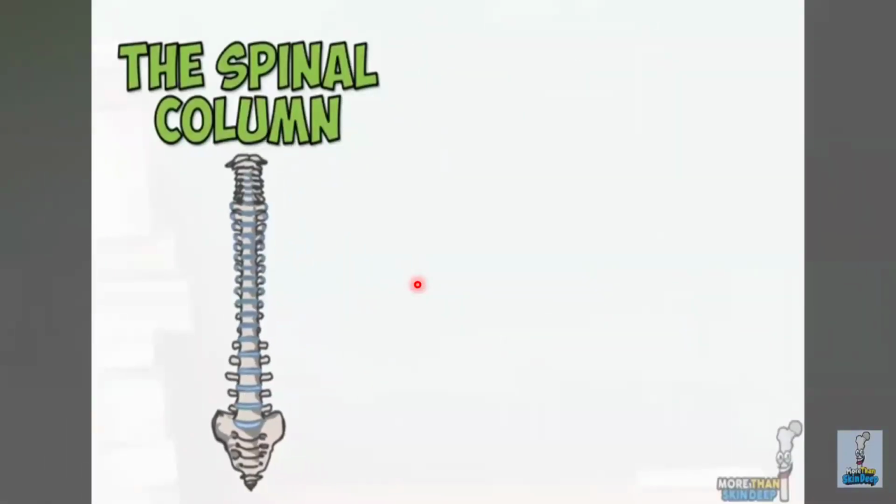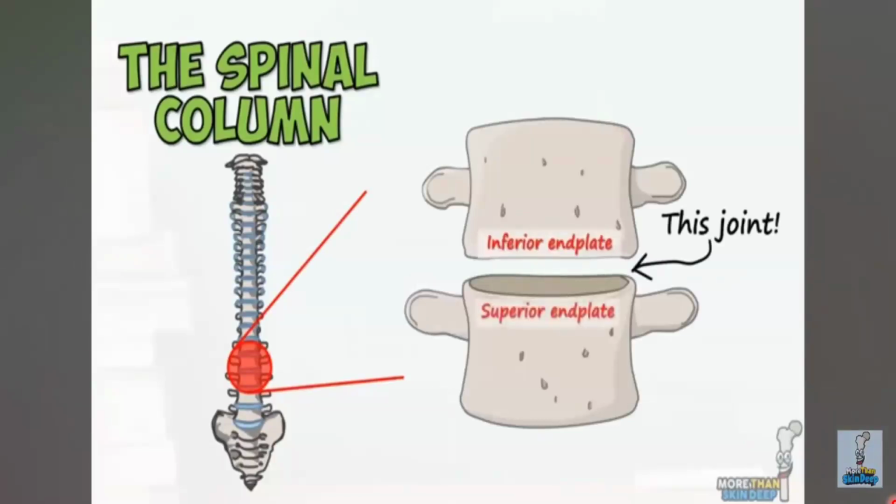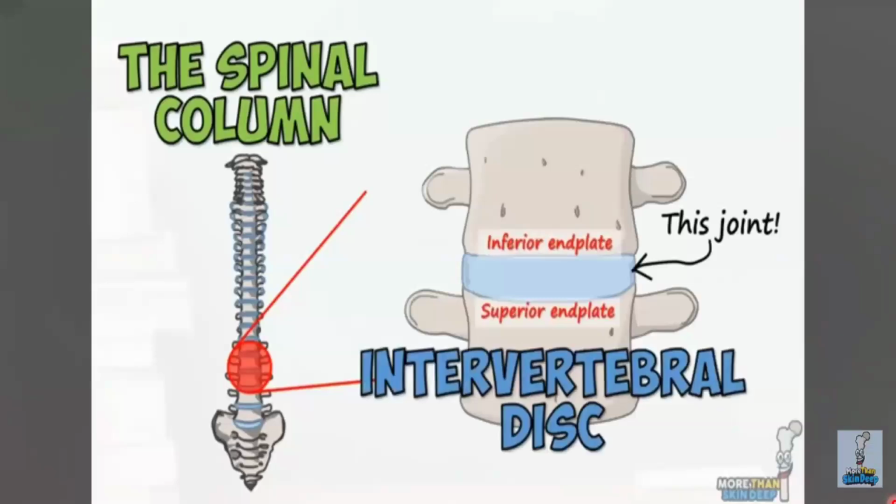Between the vertebrae are a number of complex joints, but the ones we're interested in today are the large fibrocartilaginous joints between the bodies of the vertebrae. More specifically, these joints are between the inferior end plate of the vertebrae above and the superior end plate of the vertebra below, like this. We call these joints fibrocartilaginous because they consist of a mixture of white fibrous tissue and cartilage, which gives the joints a unique combination of strength and elasticity. Anatomists refer to these fibrocartilaginous structures as the intervertebral discs.